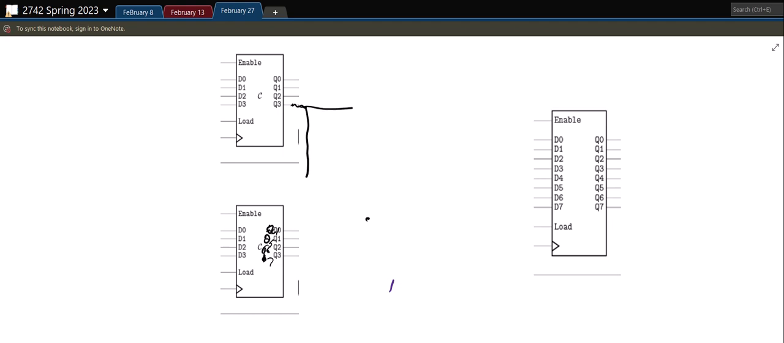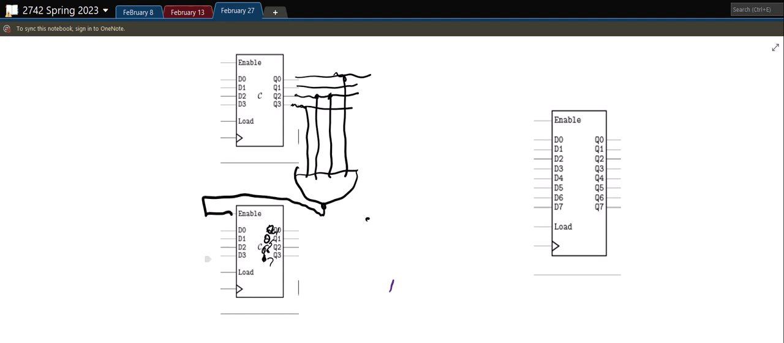So what you're going to do is you take the AND of these and you connect that to the enable. That's not a NOT. That looks like a NOT, but it's not. You connect those to the enable of the second counter.